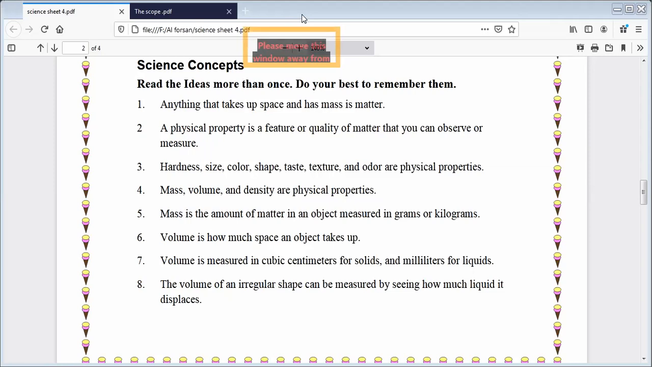Abdulaziz. Number 4. Mass, volume, and density are physical properties. So we can add them to the previous point: hardness, size, color, shape, taste, texture, odor, plus mass, volume, density, all of them are physical properties.